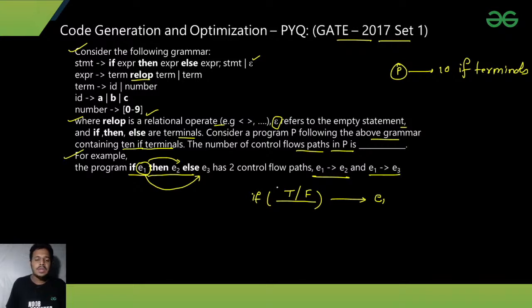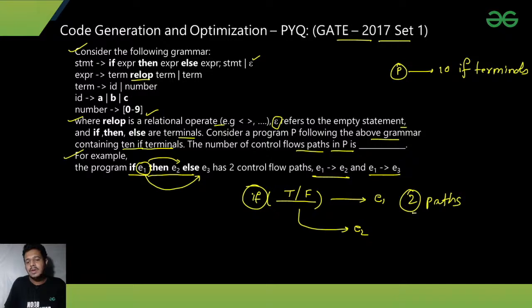E1. Okay, so if the condition is true, we are going to E1. If the condition is false, we are going to E2. So for every if statement, you can see two paths are there, right?